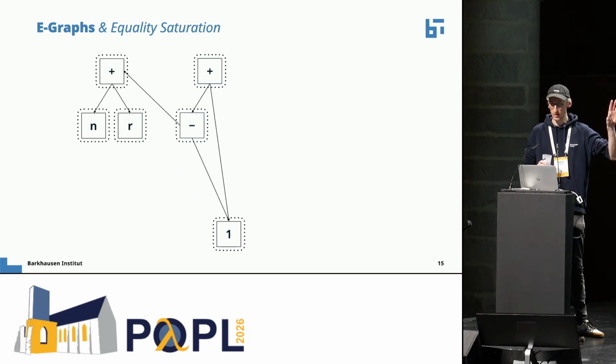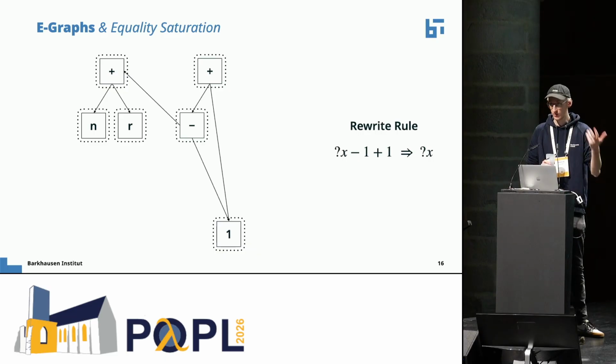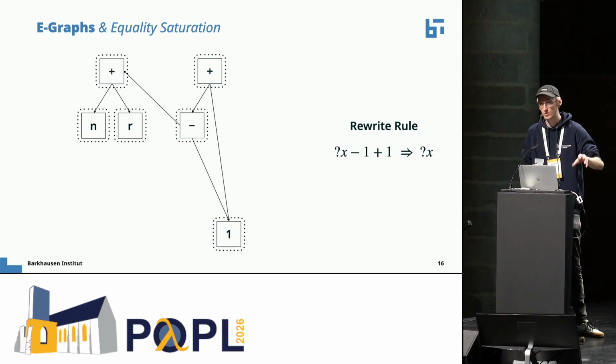This is still the same egraph, because in a moment we're going to perform an operation which is very common on egraphs, which is rewriting. So for that, we provide a rewrite rule, which in this case states that any term of the form ?x - 1 + 1 can be rewritten to the equivalent term just ?x, where the leading question mark indicates that this is a pattern variable, so it can be matched against any term in the egraph.